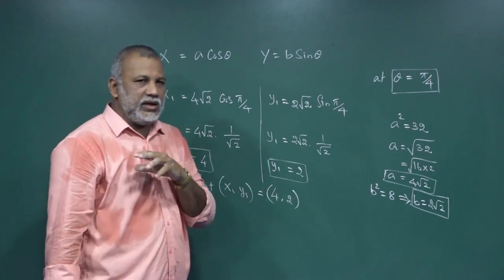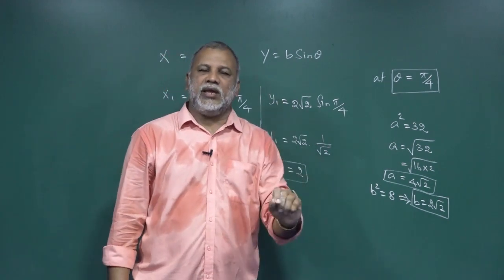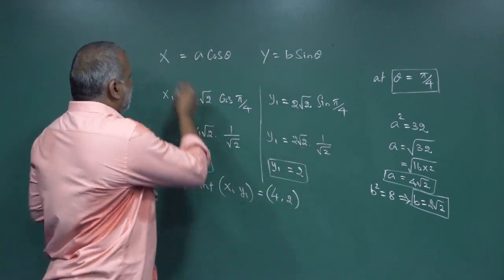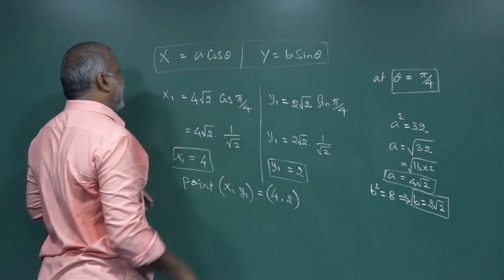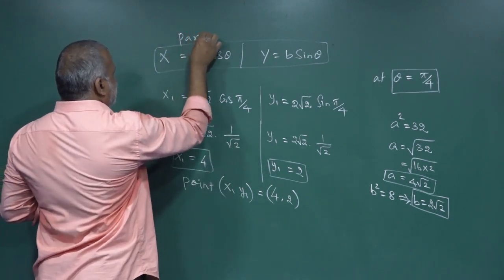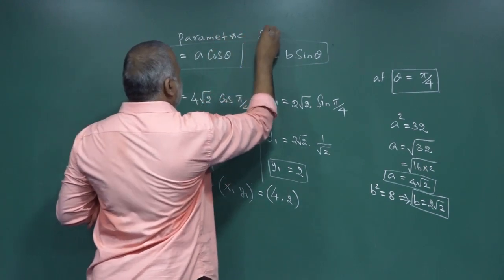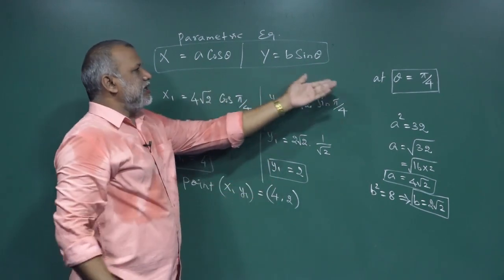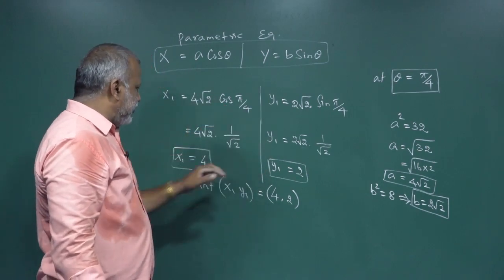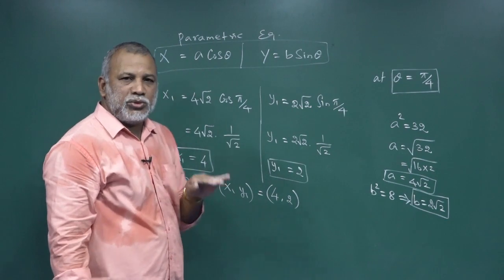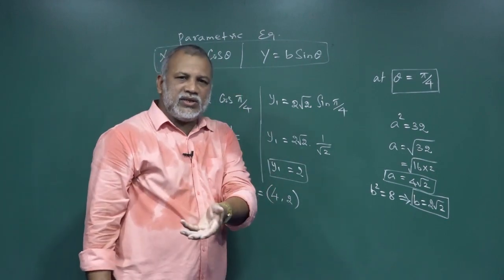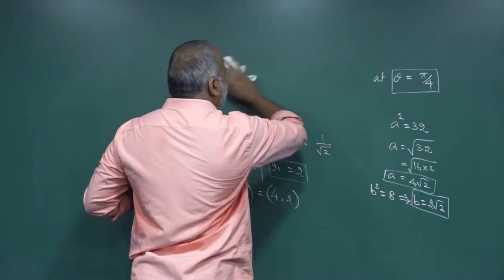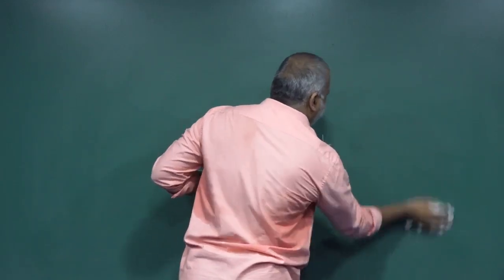So this is the first logic we need. The ellipse is given; from it, find a squared and a, then b squared and b. Then use the parametric equations of an ellipse, x equal to a cos theta, y equal to b sin theta. Instead of a and b, substitute the data; theta is the fixed value pi by 4. Substituting, we get the point x1 comma y1, which is 4 comma 2. Now we have the point and the equation of the ellipse, so we can work out the equation of the tangent and normal at x1 comma y1.